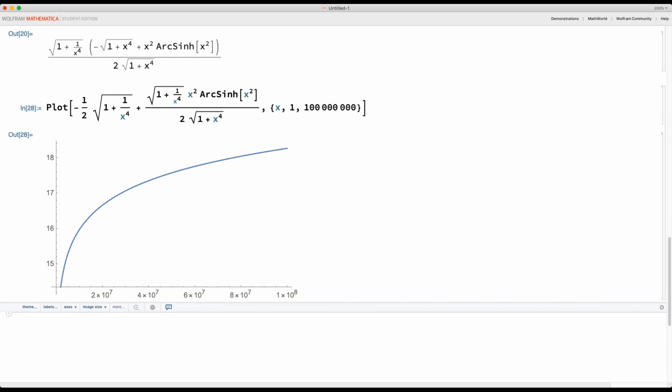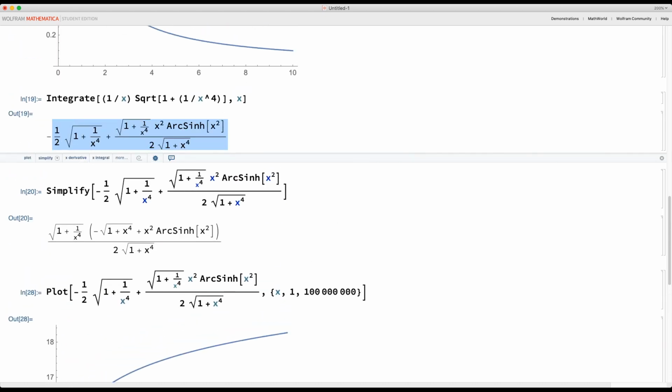Well, we would have to basically sit down and take the limit of this thing as x goes to infinity. If we took the limit as x goes to infinity, it ought to be clear that this first term, this square root part, would just go to 1. Because if x goes to infinity, what's 1 over x to the fourth going to do? It's going to go to 0, and so I just have the square root of 1, and then that minus a half that's out front. Okay, that part is easy to deal with.